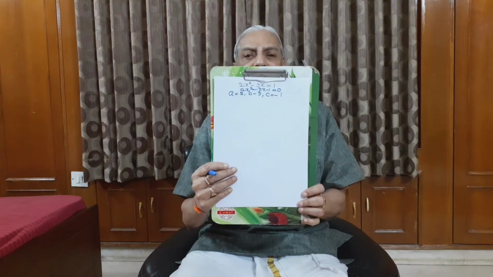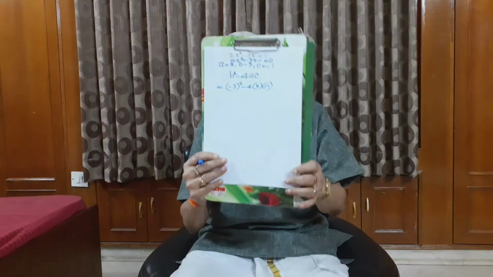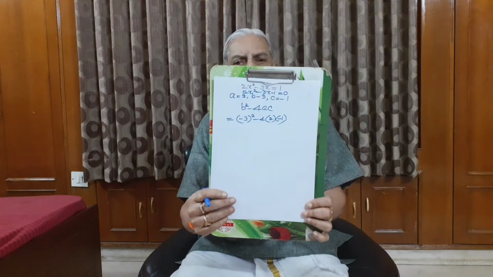Then I have to find out the value of the discriminant. What is the discriminant? b squared minus 4ac. Substitute for a, b and c here. What is b? Minus 3. Minus 3 the whole square, minus 4ac, 4 into 2 into minus 1. See now: minus 3 the whole square, minus 4 into 2 into minus 1.